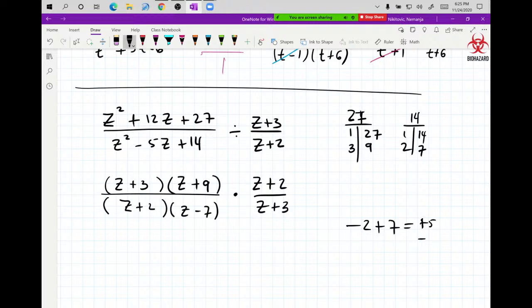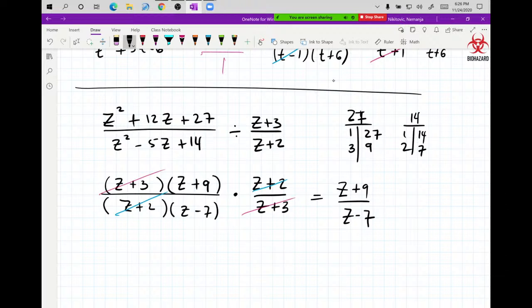Anything we can get rid of in this case? Z plus 3. Mm-hmm. Very good. Z plus 3 is gone. And z plus 2. Yes. Z plus 2 is gone. So now our answer is just the leftover, which is z plus 9 divided by z minus 7. There you go. Awesome.